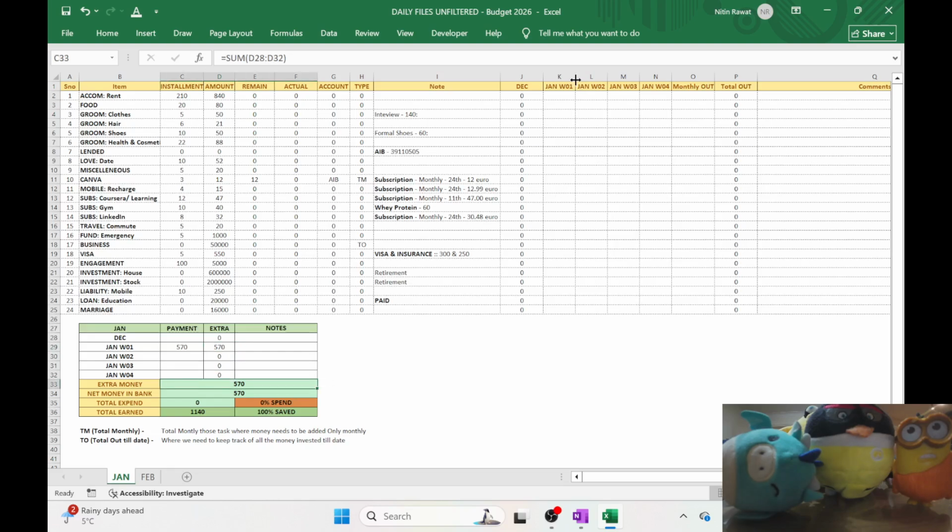Okay, so let's start from the week of Jan 5th, where I have to plan my finances for 570 euros. Okay, that's good money. So let's talk about the very first expense that's very basic for everyone. That is accommodation or rent.